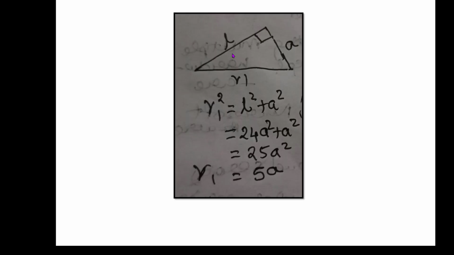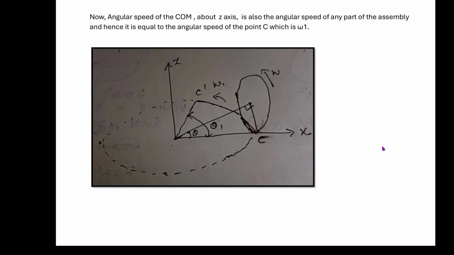So by using Pythagoras, we will get R1 square equal to L square plus a square, and L they have given us as 2 root 6 a. So when you square it, it will be 24 a square. So this will be 25 a square, and R1 will be 5a. So we have calculated 5a as R1.